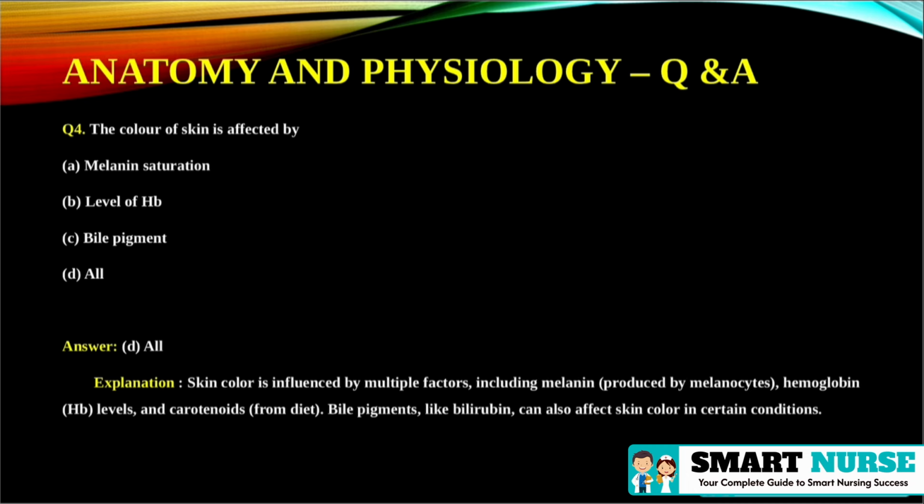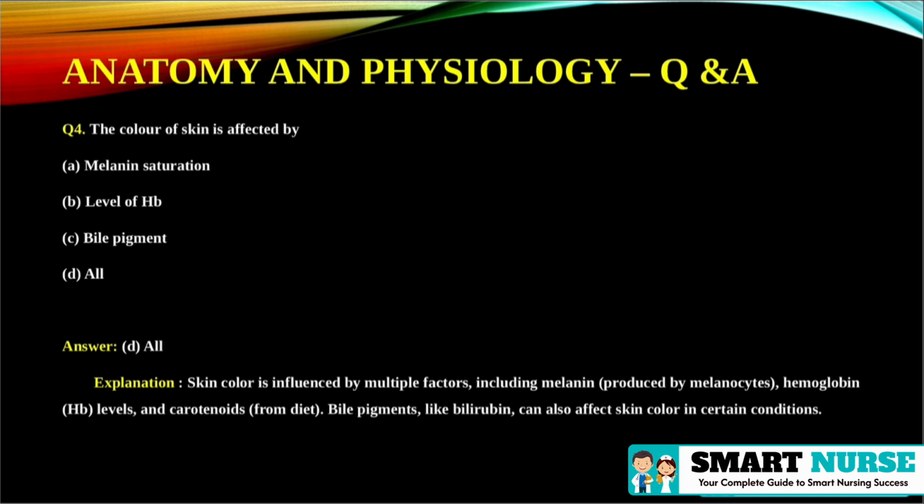Option A is melanin saturation, option B level of Hb, C bile pigments, option D all of the above. So option A is melanin saturation. It is a natural pigment responsible for the color of our skin, hair and our eyes, and is produced by cells called as melanocytes. Its primary function is to protect skin from the sun's harmful ultraviolet rays.